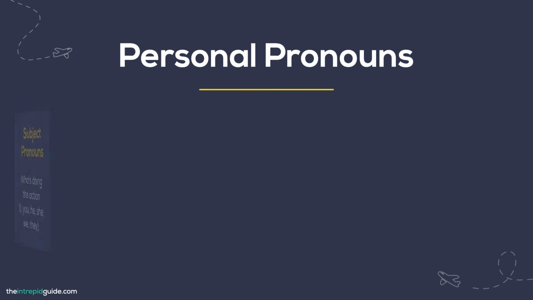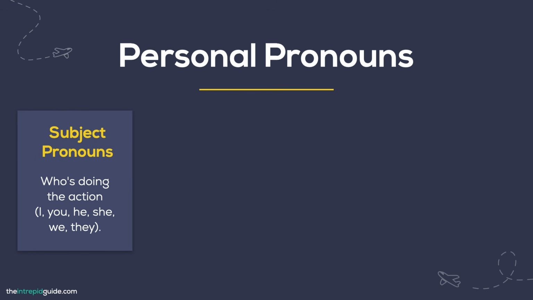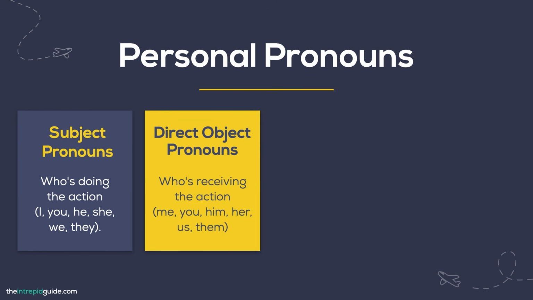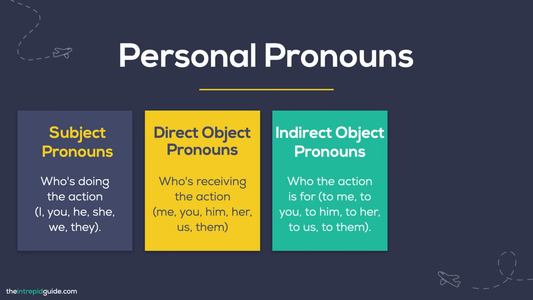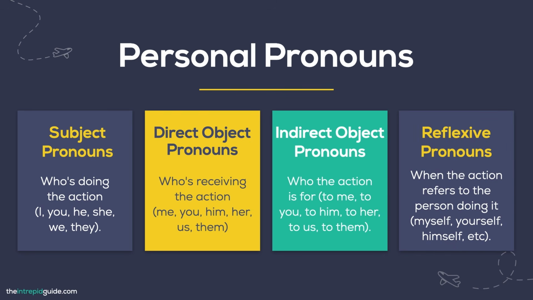Iniziamo! Now first of all, in this video, we're going to focus specifically on personal pronouns. That is, words that refer to people like I, you, he, she, we, me, him, her, us, and them. Now, Italian personal pronouns come in 4 groups, and each one has a different job in a sentence. Take a look. We have subject pronouns, which we use for who's doing the action, direct object pronouns for who's receiving the action, indirect object pronouns for who the action is for, and reflexive pronouns when the action refers back to the person doing it.